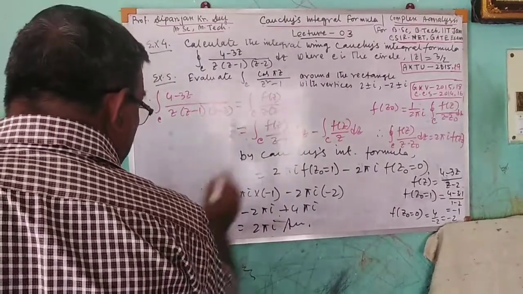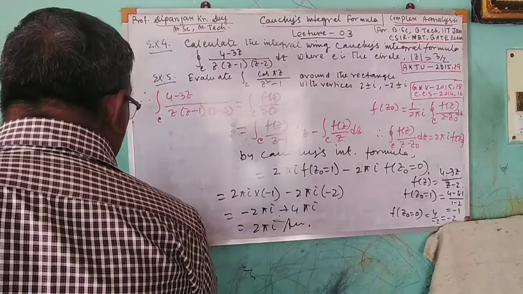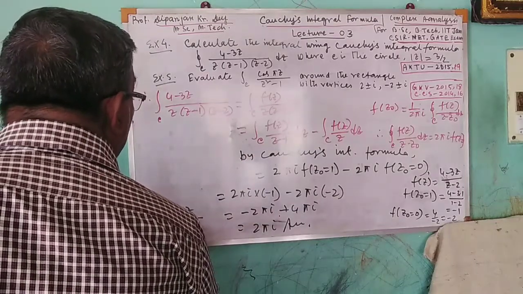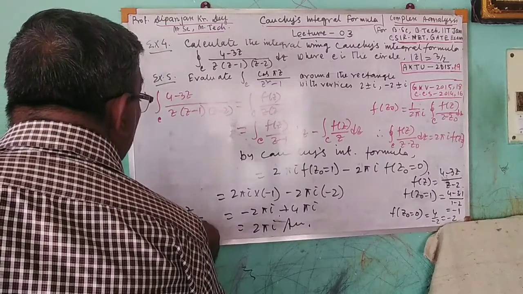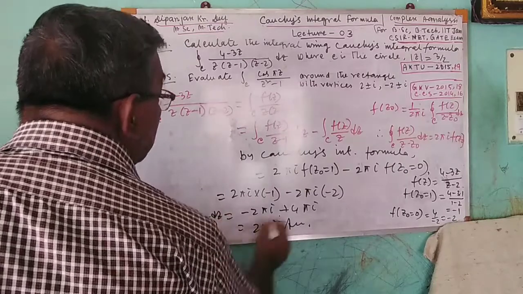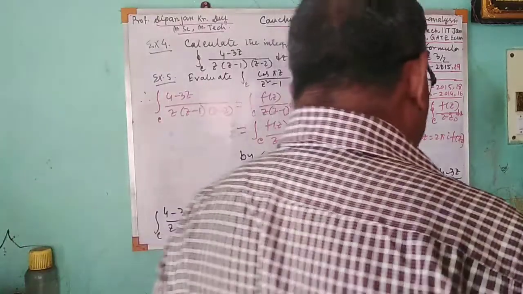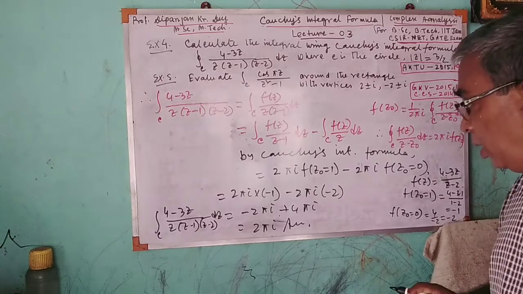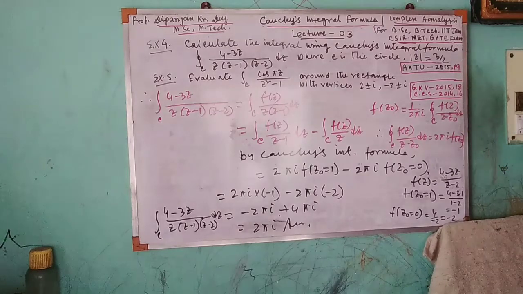So this again can be written as (4 minus 3z) by z into (z minus 1) into (z minus 2) dz. So this is the answer. Okay, this is the first sum. I think it is clear to everyone.